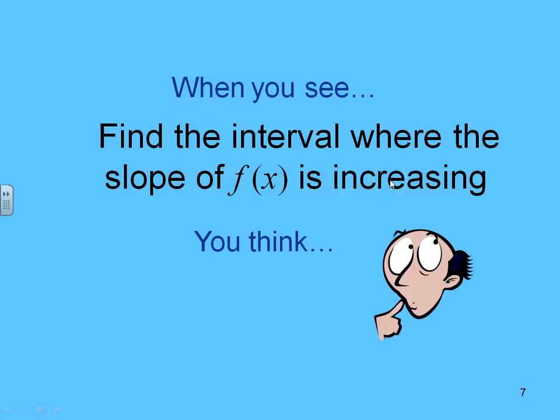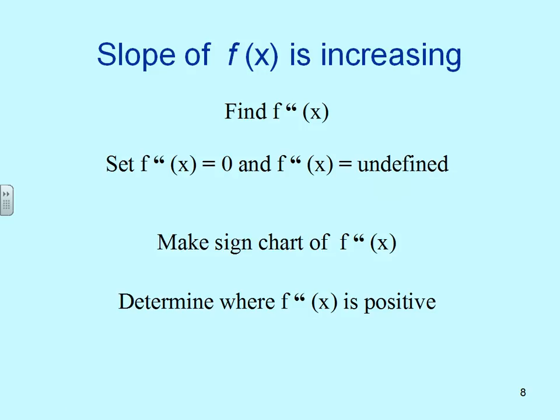We have to look at f prime's prime. And who's f prime's prime? F double prime. Find the critical numbers of f double prime, make a sign chart of f double prime, figure out where f double prime is positive. Is that a when you see, you think? It should be. D what? 12? Ooh, better double check you got that one right.